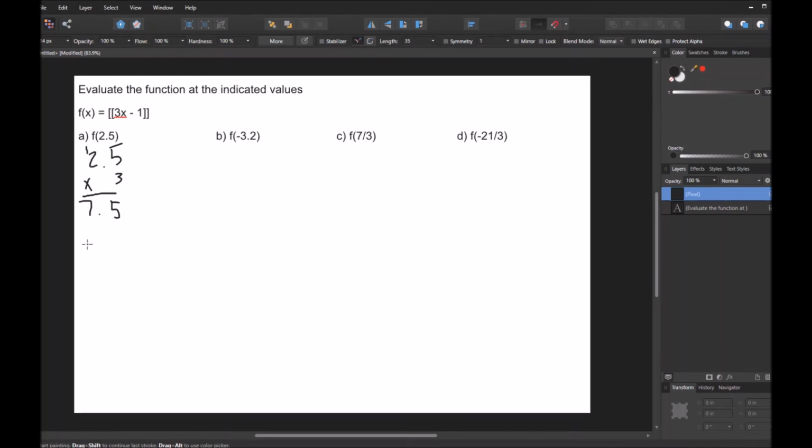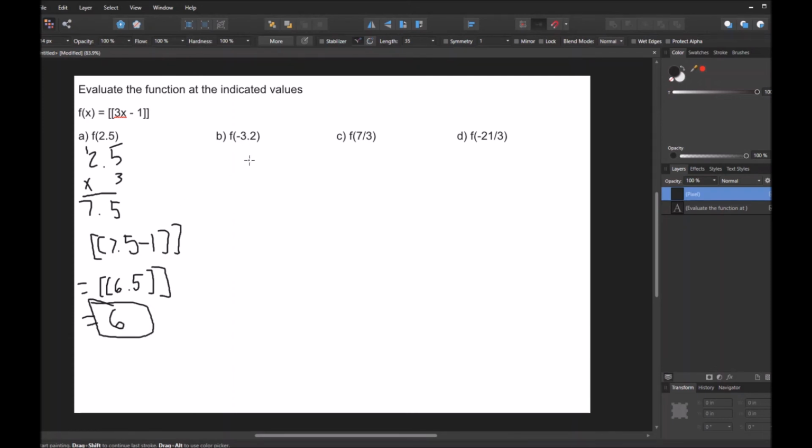So 7.5 minus 1, and then that's going to be 6.5. And since this is the rounding down function, we're going to be rounding down, which is going to give us an answer of 6.